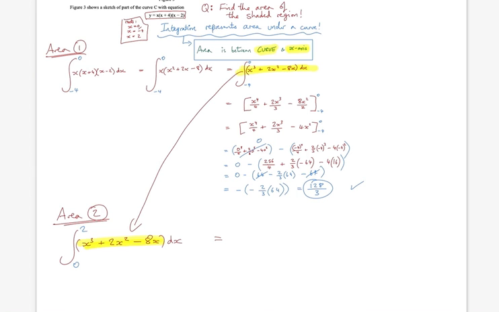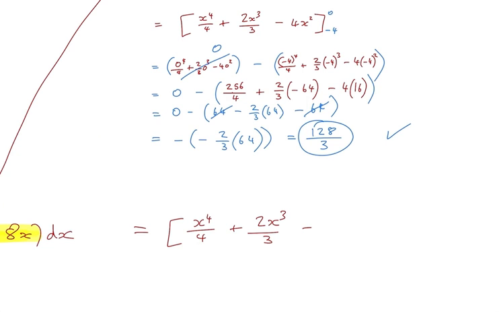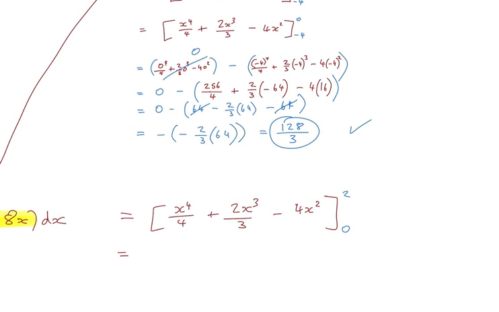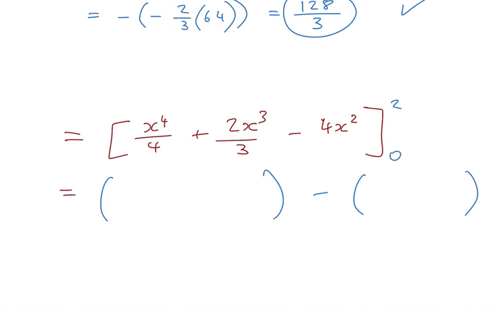Okay, and I can move on to writing out my square brackets again. So I get x to the power of 4 over 4 plus 2x cubed over 3 minus the 4x squared again. And this time my limits are 2 and 0. Okay, and now I can do that same expansion technique. Let's just do this again. So firstly, I'll write my two brackets again, remember, and I'm going to substitute the top limit in first. So this becomes 2 to the power of 4 over 4 plus 2 over 3 times 2 to the power of 3 minus 4 times 2 squared.